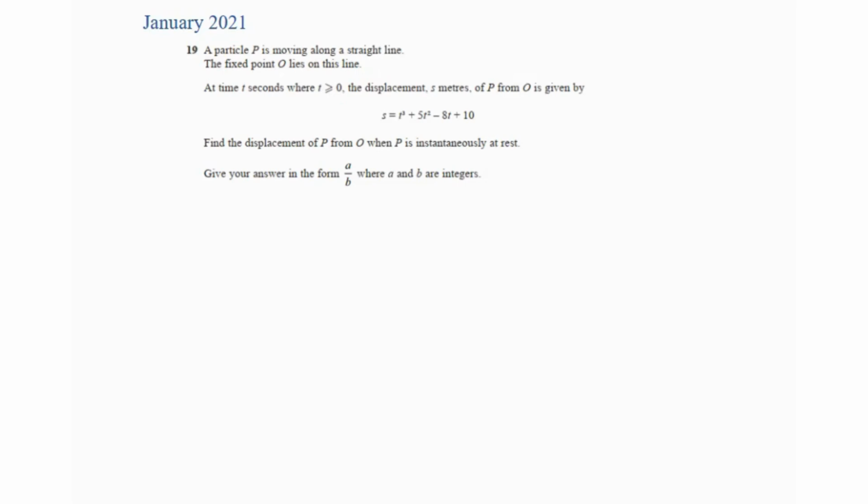So this is linked with kinematics, where you need to know that when you differentiate displacement, so ds over dt, it is equal to velocity. And when you differentiate velocity, it gives us acceleration. You need to remember these things. They have given us the equation for the displacement, where they're saying that at time greater than or equal to 0, the displacement s meters of P from O is given by this equation. We have to find the displacement of P from O when P is instantaneously at rest. If it's instantaneously at rest, that means your velocity is 0, because 0 velocity means that there is no movement of the particle.